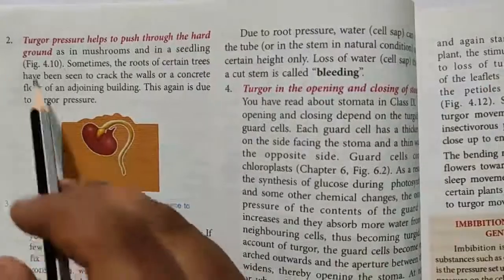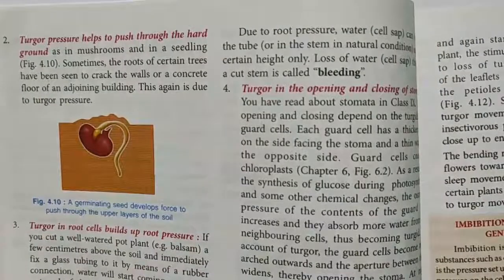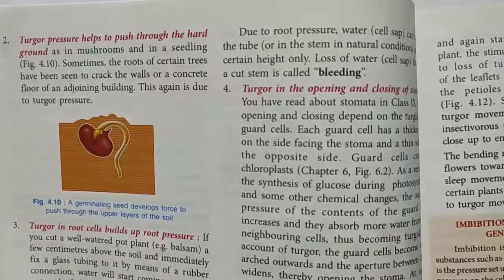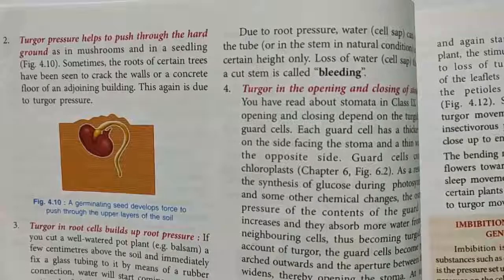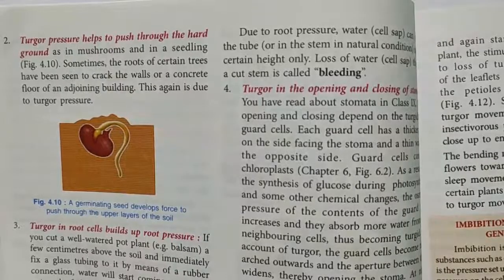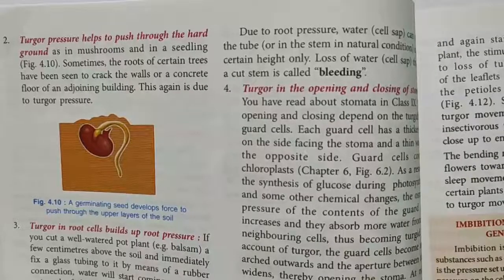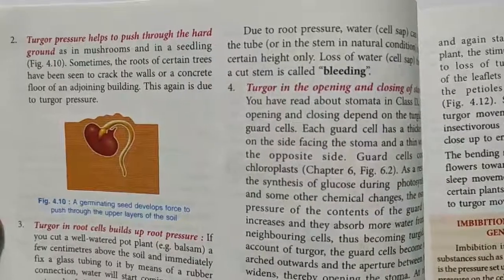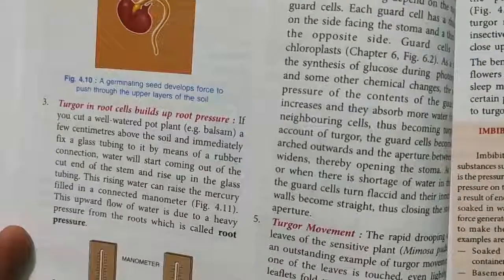Now the second example given here is that turgid pressure helps to push through the hard ground. That means it is also helpful in the germination of seeds. Whenever we put seeds underground, after some time these seeds come to the surface. How are these seeds coming to the surface? Because whenever the seeds come in contact with water, the seed starts swelling up, due to which a force is built, and due to that force it comes out from the ground, and from there the new plumule and the new radicle start. Now third is the turgid pressure.